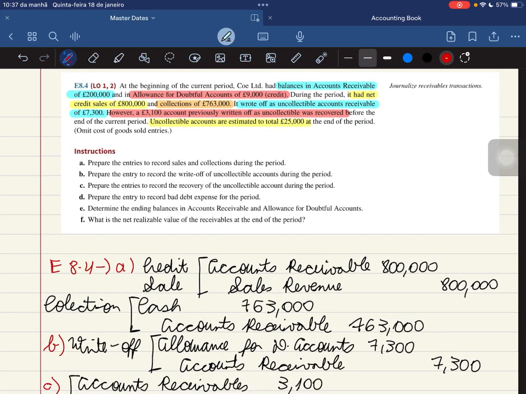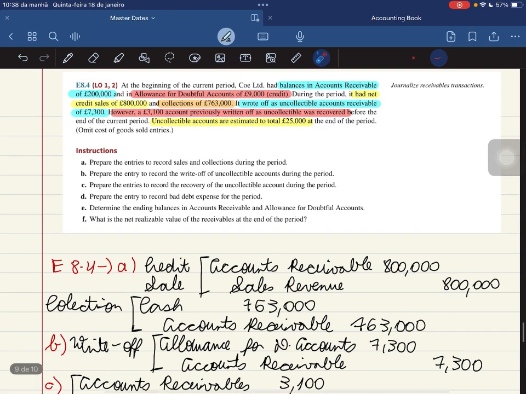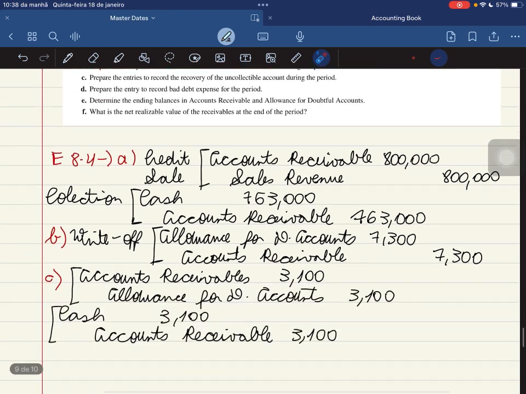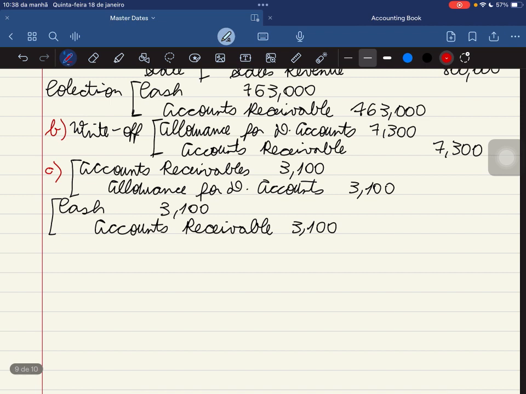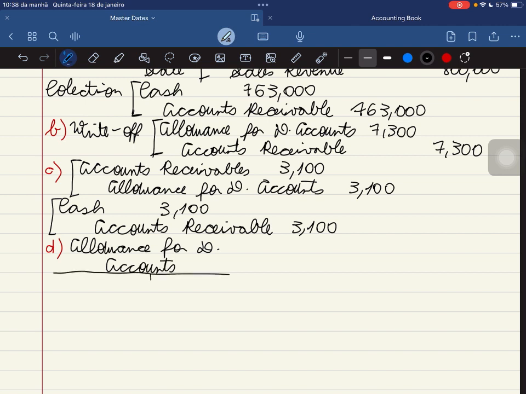D. Prepare the entry to record bad debt expense for the period. Okay, every time you see these keywords here, record bad debt expense, that means two things. First thing is that to record bad debt expense, you have to make an adjusting entry. So every time you see this, that means that the entry that you're going to be making is an adjusting entry. The second thing that it means is that you actually have to make a T account for allowance for doubtful accounts. So here I'm making the T account like this.